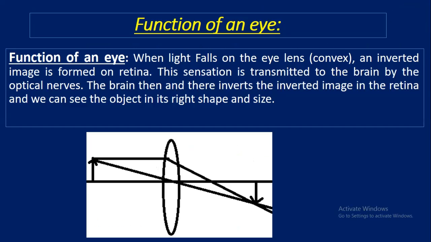And the function of an eye: our eye lens is a convex lens, and it makes an inverted image form on our retina, and the sensation is transmitted to the brain by the optical nerves. The brain then infers the inverted image on the retina, and we can see the object in its real shape and size.